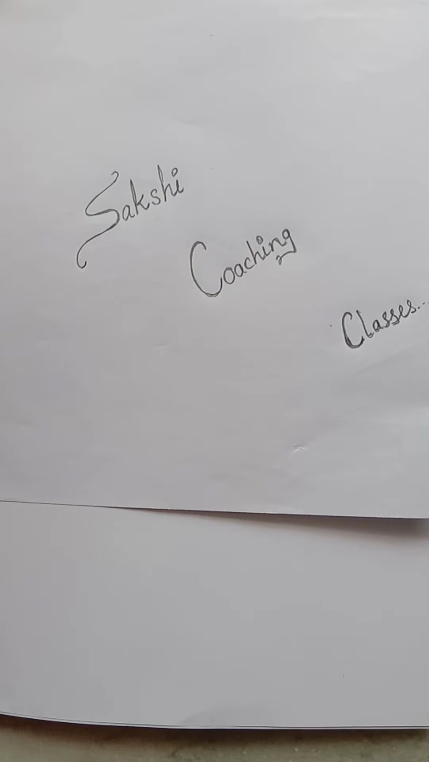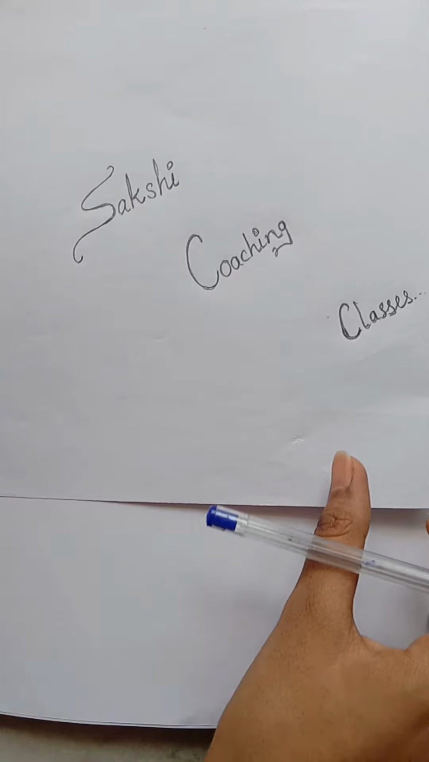First of all, I will start from chapter number 8, and the chapter is Introduction to Trigonometry. This chapter is very important and new for class 10th. There are trigonometric ratios, and basically there are 6 types of trigonometric ratios.